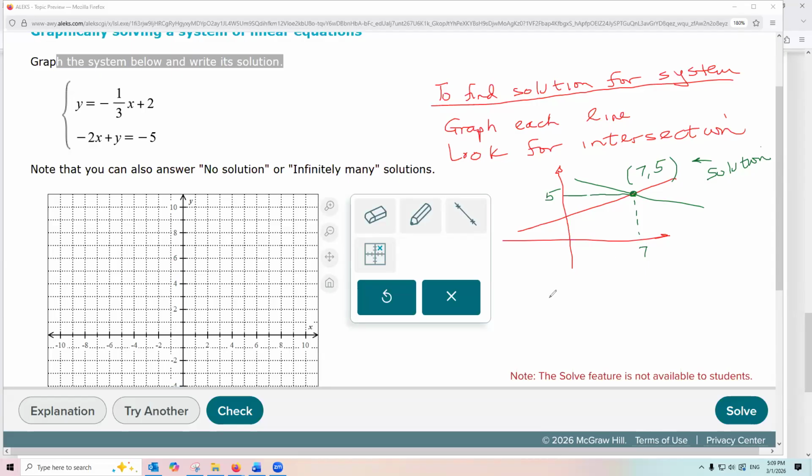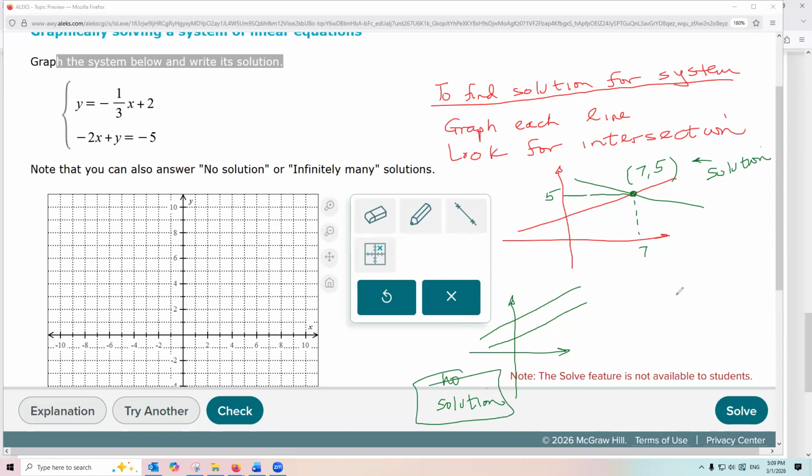Now, one strange thing could happen. What if I'm graphing and these two lines end up being parallel lines? Well, parallel lines will never intersect. If this happens, your answer is no solution. So if you graph the two lines and they never intersect, you're going to use the answer no solution.